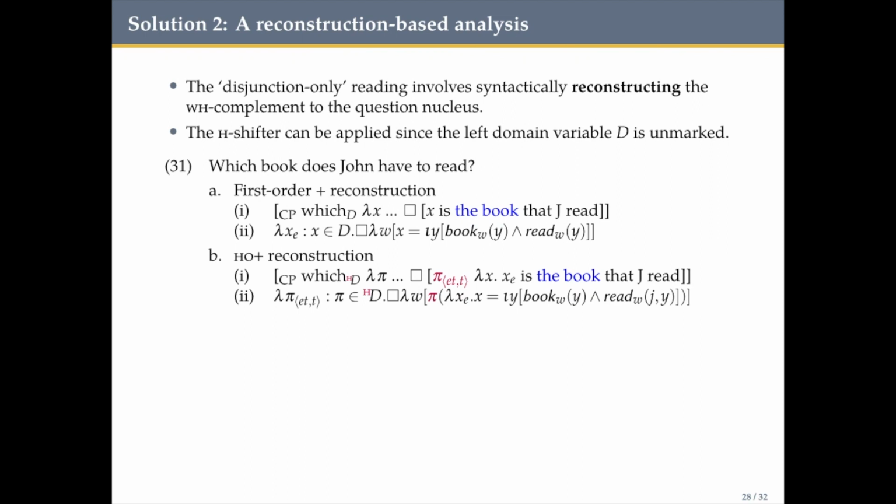By contrast, the second solution assumes a different derivation for the disjunction-only reading. It says that the disjunction-only reading involves syntactically reconstructing the wh-complement into the quantificational clause. So you can see in 31, for both readings in A and B, there's a copy of the book within the quantificational clause. In the following, I will talk about the predictions of this solution.